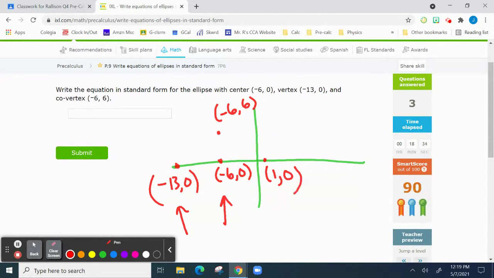And we're going to do the same thing here. This is for the co-vertex. This distance here is from 6 to 0, so that's going to be 6. So the other co-vertex has to be at negative 6, negative 6. And from there, you can find everything else you need. Because we've done it before, right? So you just got to get that chart out and look at the A and the B and the C and figure out what you need to figure out for the equation. And hopefully that's enough. Ask me if it's not, okay? Bye.